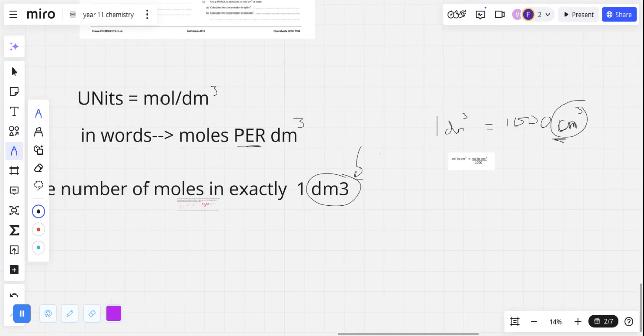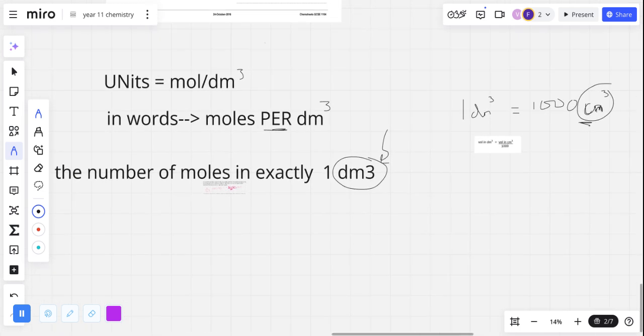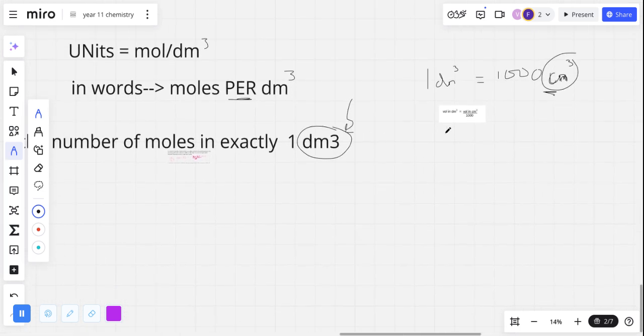Okay. Now, how do you calculate concentration? There's a little formula here. Some of you young ones like to use this triangle. I don't. I hate it. It's not maths. It's cheating. But if you want to use it, you're more than welcome to. For me, concentration is equal to how many moles you've got in total divided by your volume, and it must be in dm³.